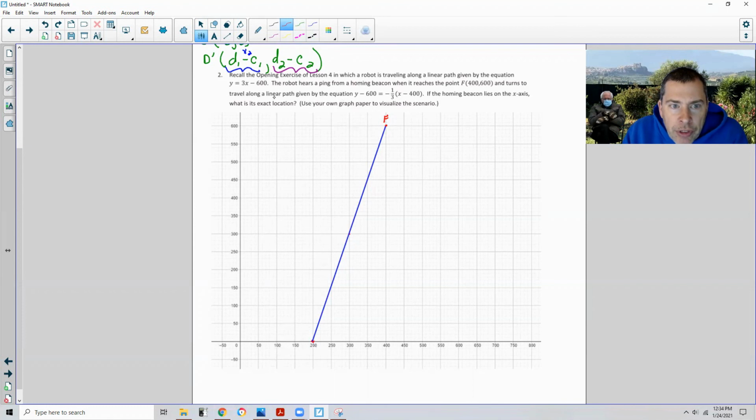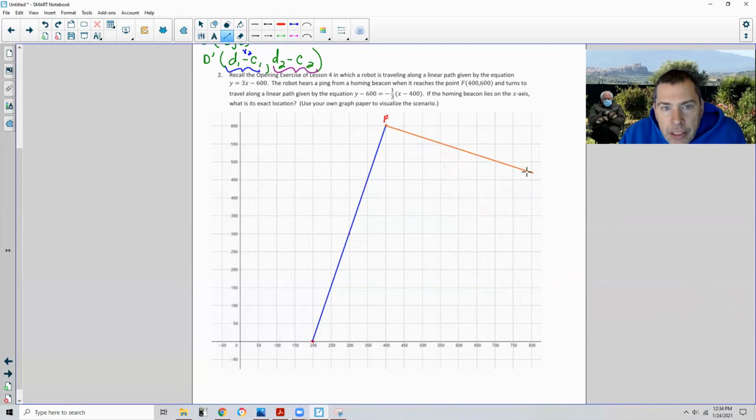And it turns and travels along a linear path given by the equation y minus 600 equals negative 1/3 times x minus 400. That is the point-slope formula of an equation. If the homing beacon lies on the x-axis, which is somewhere down here, what is the exact location? Okay, so there's our visualization. We're going to be going somewhere in this direction, and it's somewhere down on the x-axis. It could be here, it could be all the way over here somewhere.